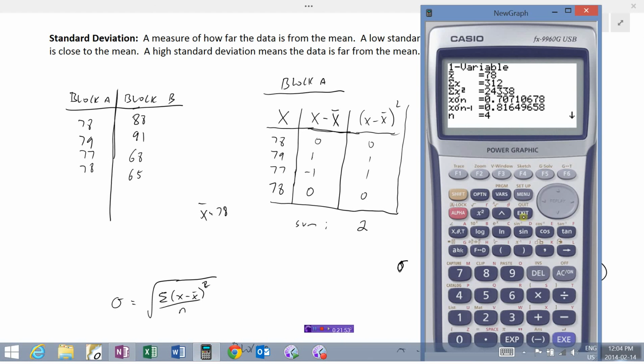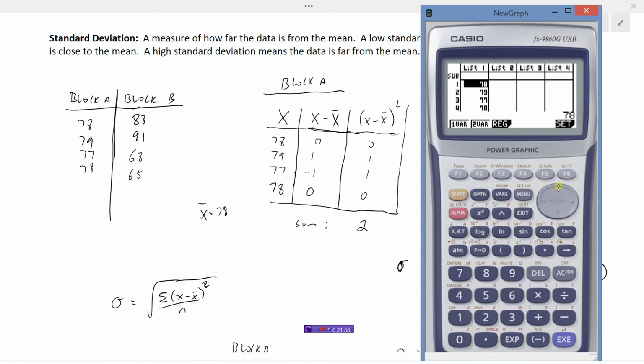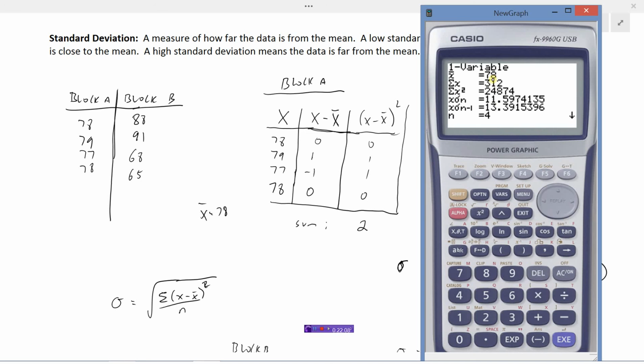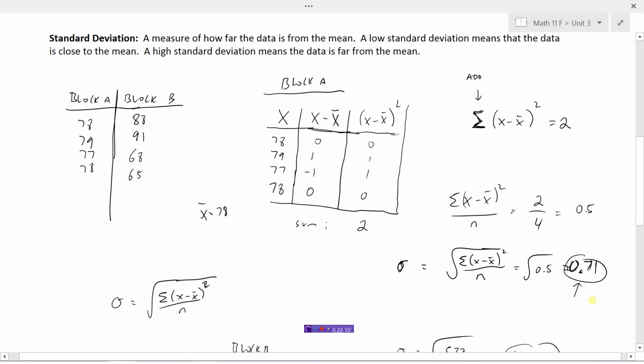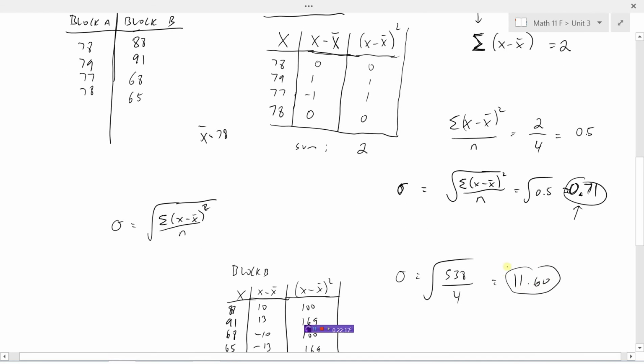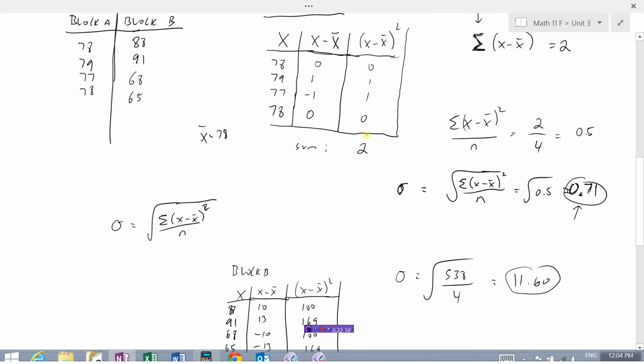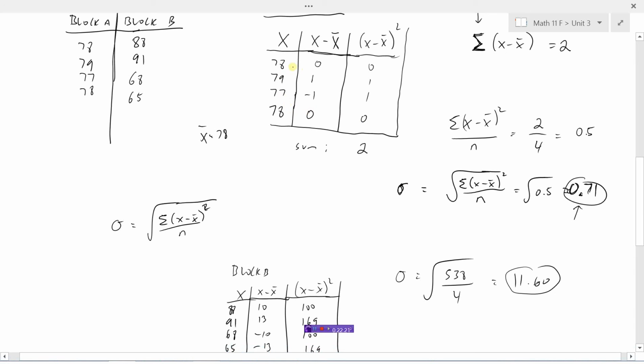And so then we could do this again simply for Block B. I just type over top 88, 91, 68, and 65. And it's one variable. And so the mean is also 78, but the standard deviation was 11.60 on that data. And I believe that's what we got. Yep, when we did it manually. So obviously you can see this takes a lot of time to do manually.